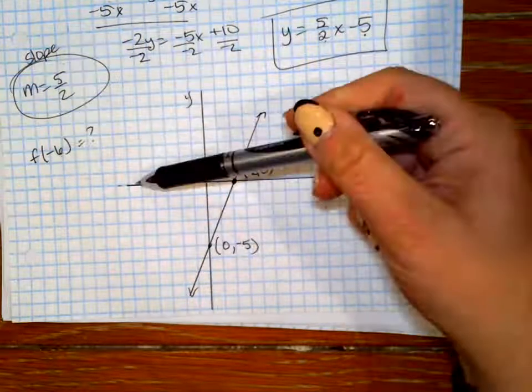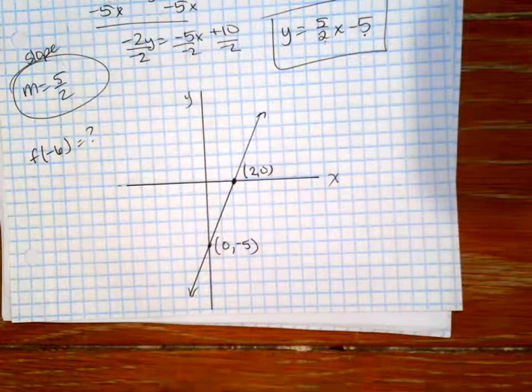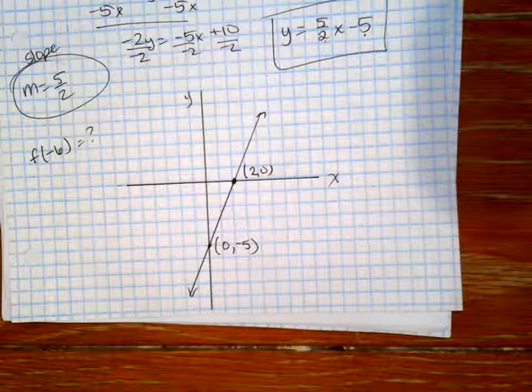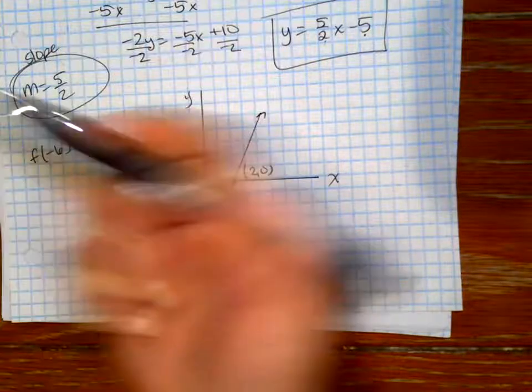F of negative 6 is this way. My line is coming down this way. My answer better be negative. Hopefully it'll be negative. If it's not, then maybe you need to rework your math or look at something different.